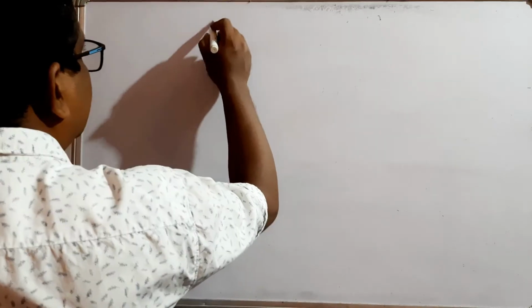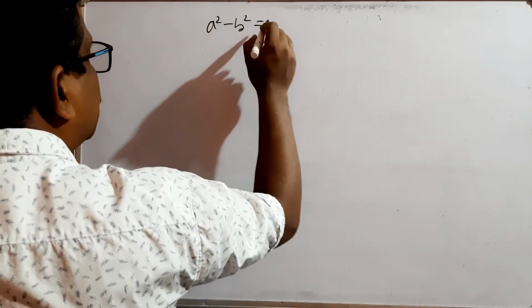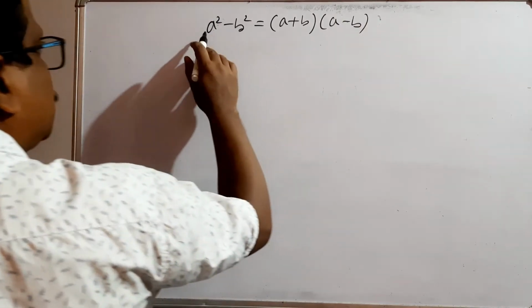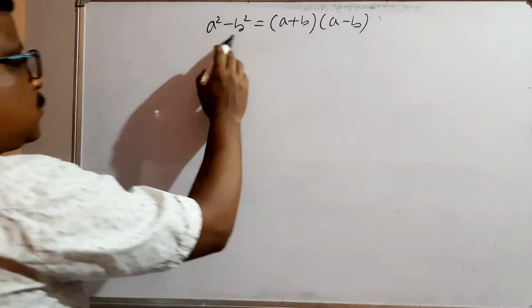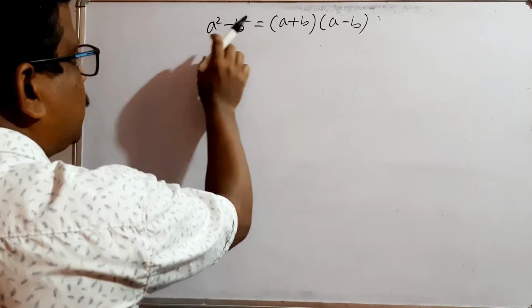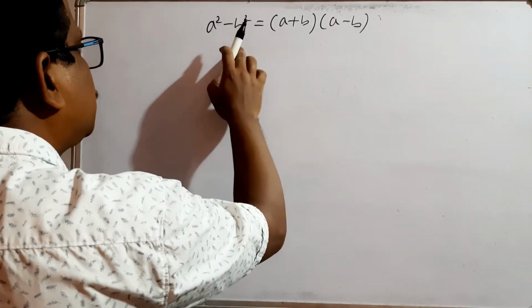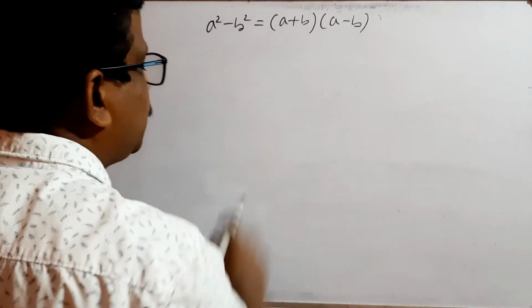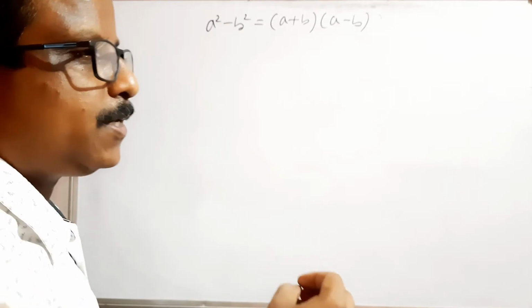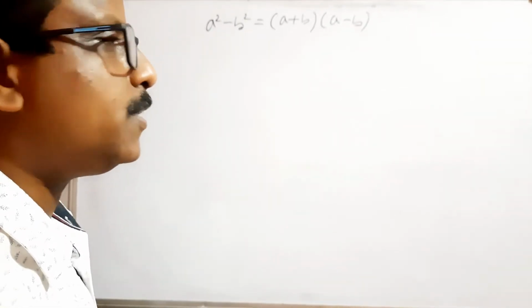So how to do it? In the identity chapter you know the formula: a square minus b square is equal to a plus b into a minus b. So the terms we have to bring into this form, a square minus b square, the difference of two squares. When it comes in this form, we have to use the formula a plus b into a minus b. One by one I am doing the problems. First a little easy, then after that a little more difficult.